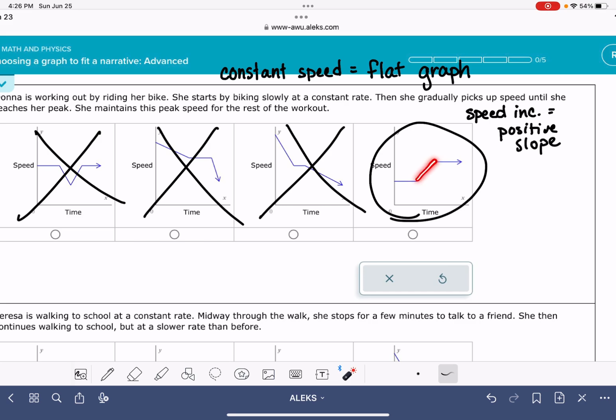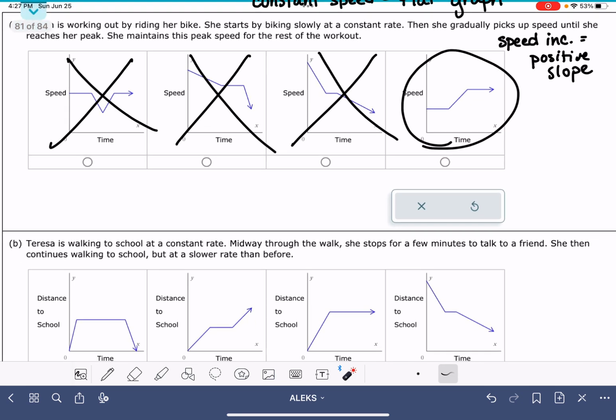Speed increases, positive slope, until she reaches her peak, and then she maintains this peak speed. Again, if the speed is being maintained, that means that it's not changing, it's staying constant, flat. So this graph definitely reflects the scenario in this story.